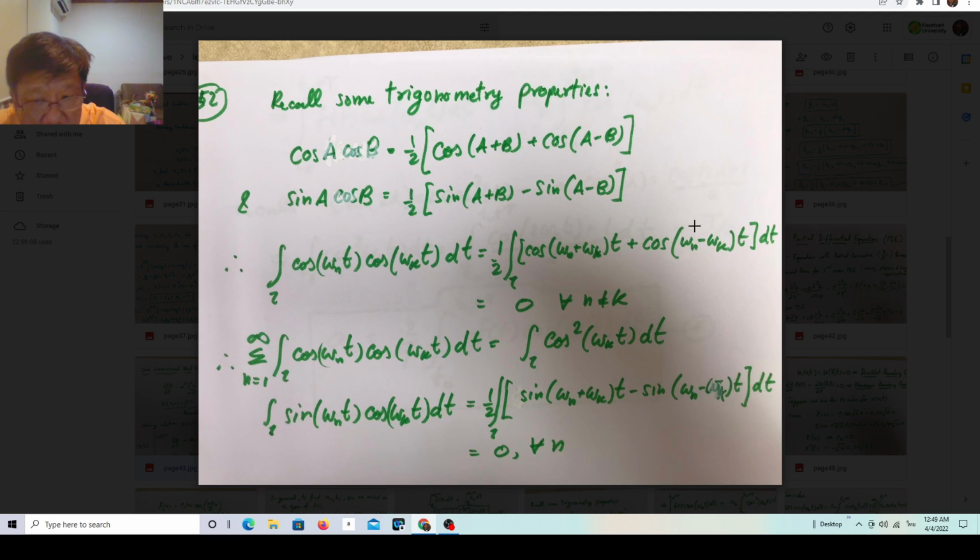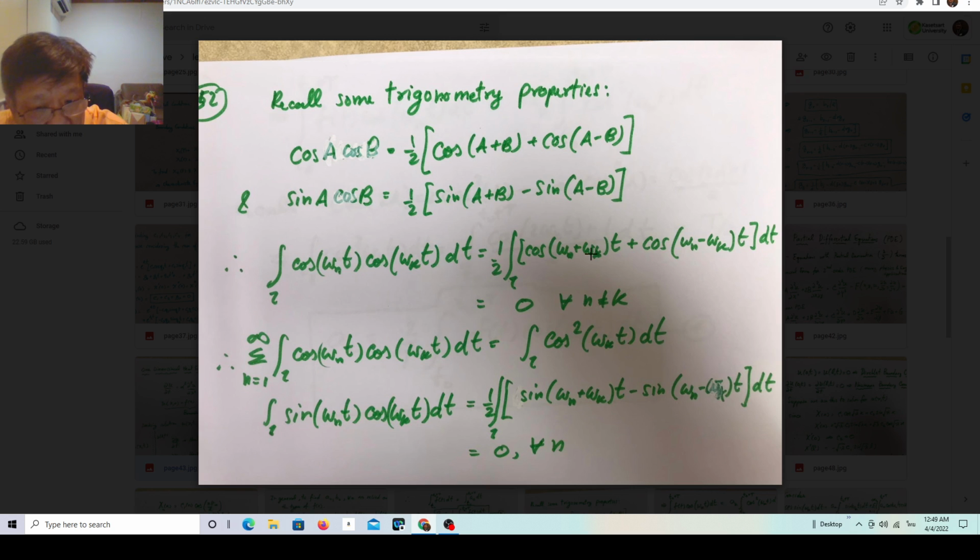So this is 1, okay? This term is cos 1. But this one becomes cos 2 times omega n, or omega k, because omega n is equal to omega k. And if you want to use another trigonometry principle, you can easily get that this is cos 2 times a plus 1.